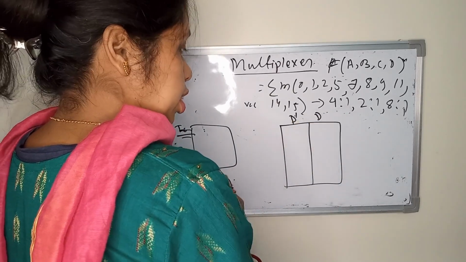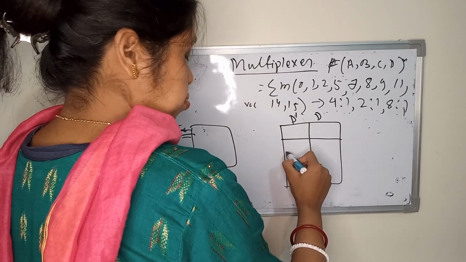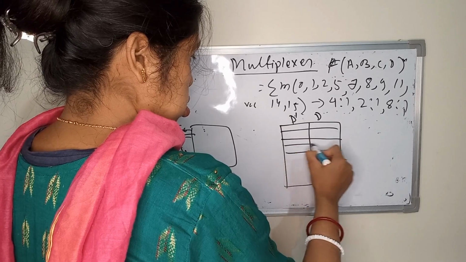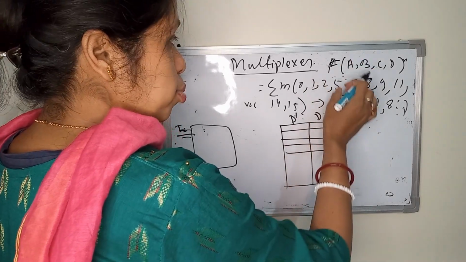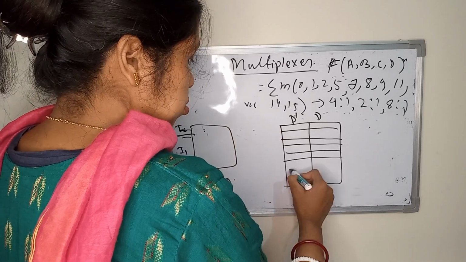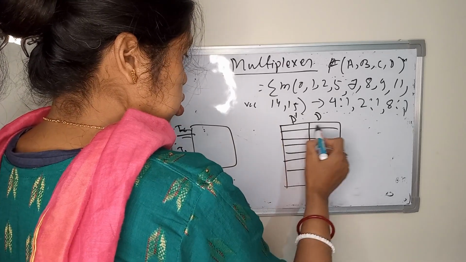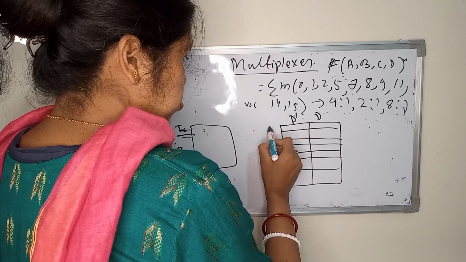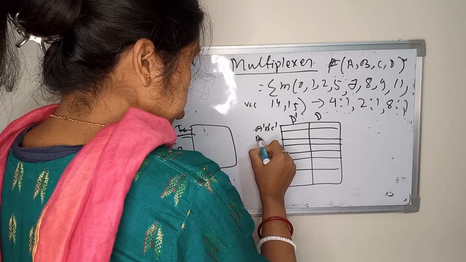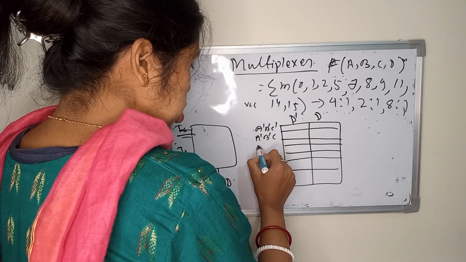D prime and D. The other inputs, whatever inputs are there, should be connected with the channel. This I am writing vertically. So it is A prime, B prime, C prime, A prime, B prime, C.